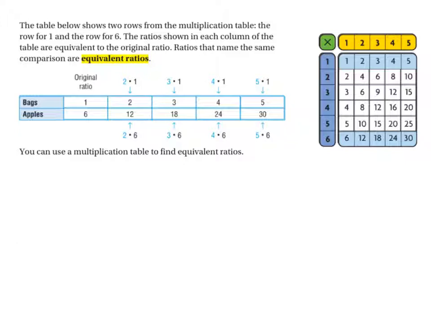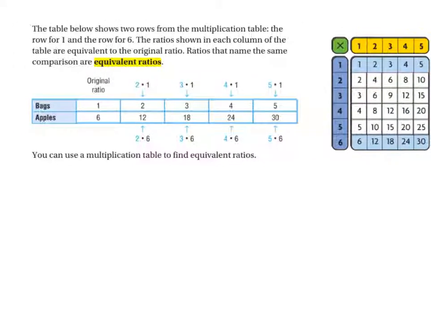So the table shows two rows from the multiplication table, the row for 1 and the row for 6. The row for 1 and the row for 6 have been highlighted here. The ratios shown in each column of the table are equivalent to the original ratios. Ratios that name the same comparison are equivalent ratios. So an equivalent ratio is just like an equivalent fraction. It's just another way to say it.